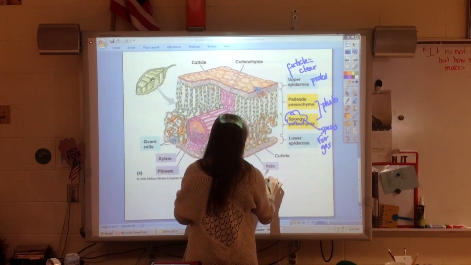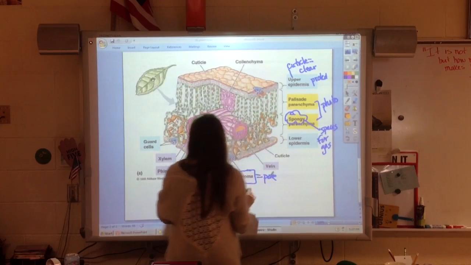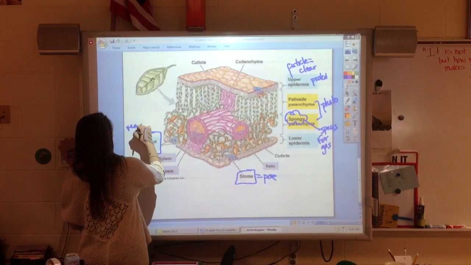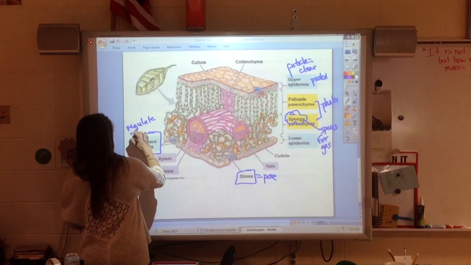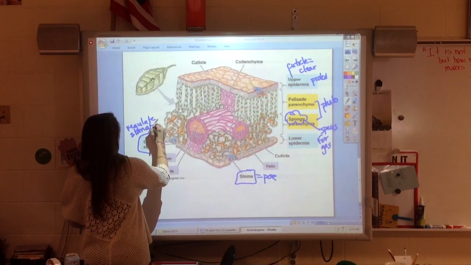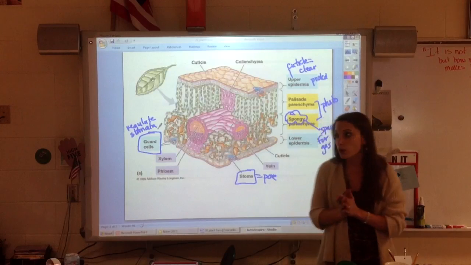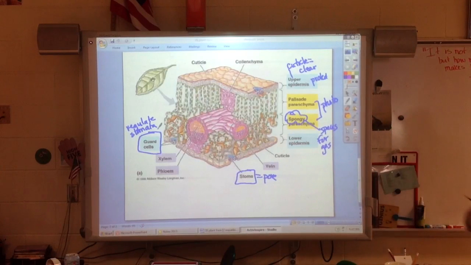The stoma is actually the pore, and the cell, the guard cell, is actually what is going to regulate the stomata. We need to go back and think about what the stomata does. It actually regulates whether that pore is open or closed. And then you do want to identify the vein is the same thing as the xylem and phloem or vascular bundle. So we want to take a little time to review the stomata, most important.